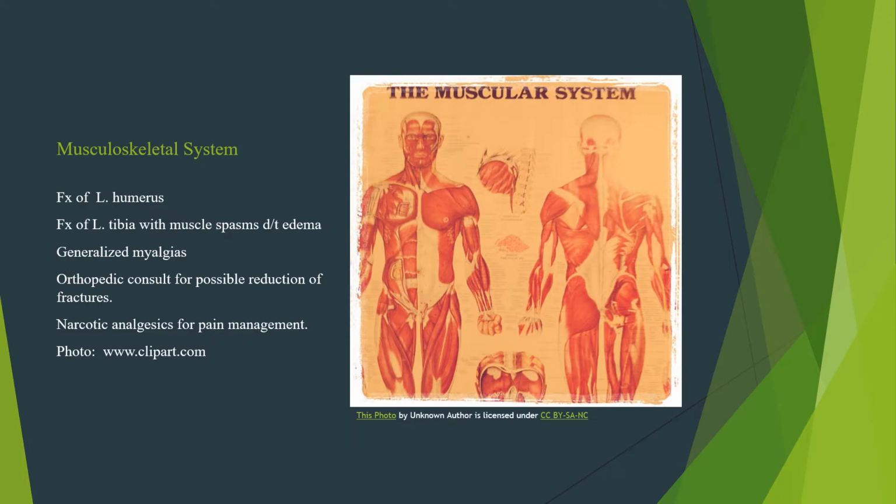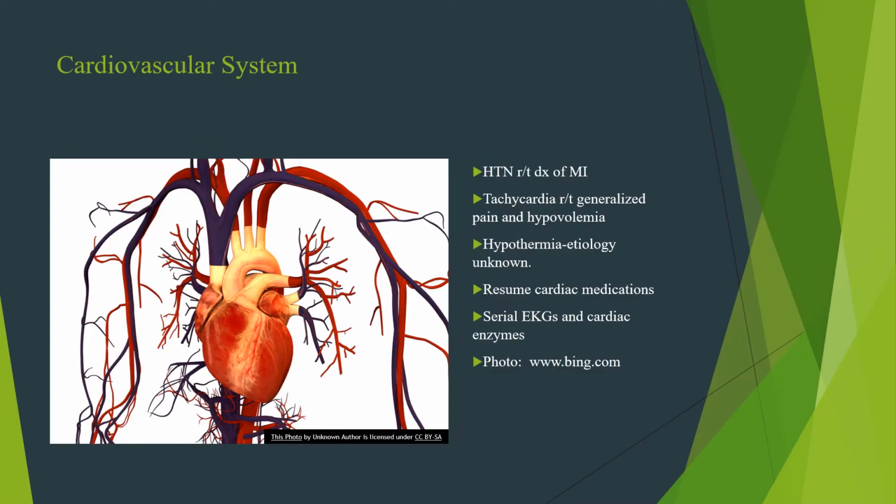The musculoskeletal system, when we looked at that, we saw that open fracture of the humerus. He did, on x-ray, have a fracture of the left tibia. He is having some muscle spasms due to the edema in that area. He's got general muscle pain, general myalgias. We are going to look at that orthopedic consult because there's a possibility of an open reduction and internal fixation of both the upper extremity fracture of the humerus and the tibial fracture. We're going to maintain the narcotic analgesics for pain, and we're going to keep him comfortable and quiet.